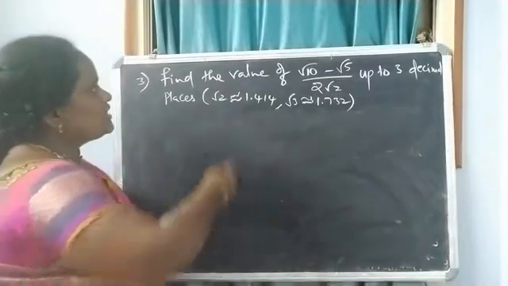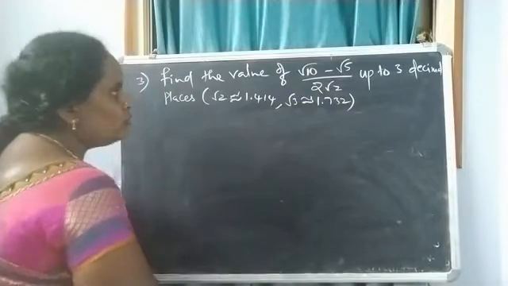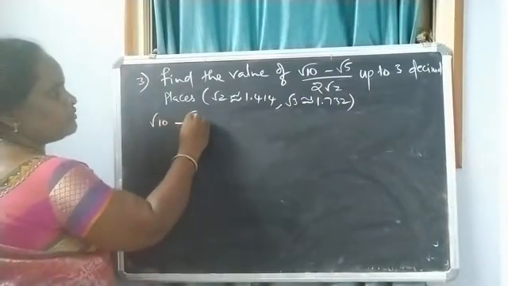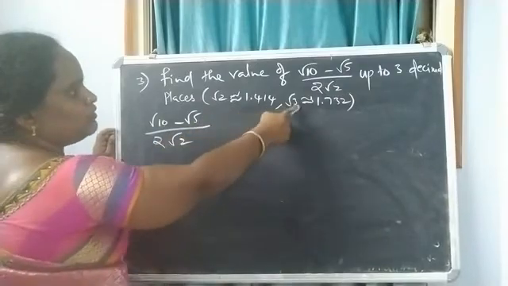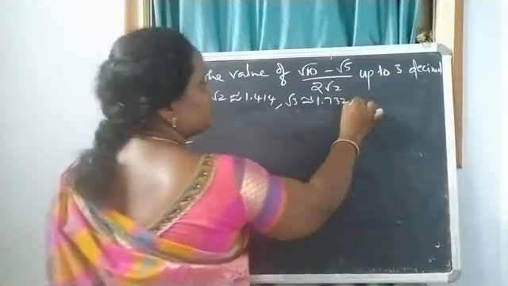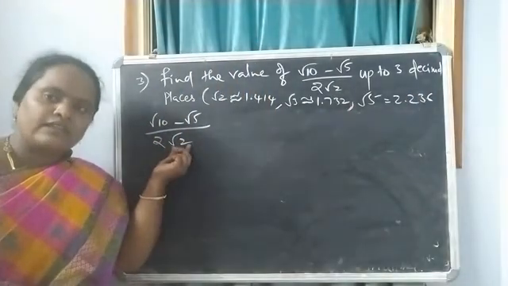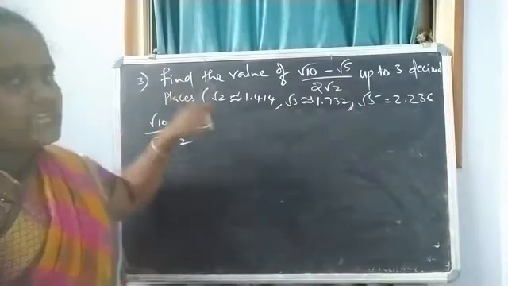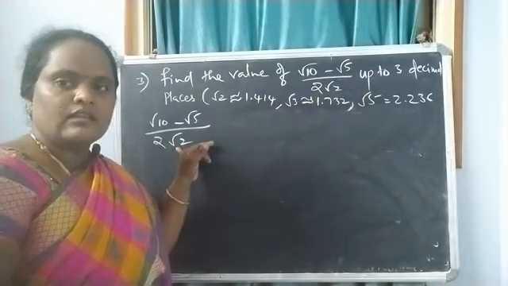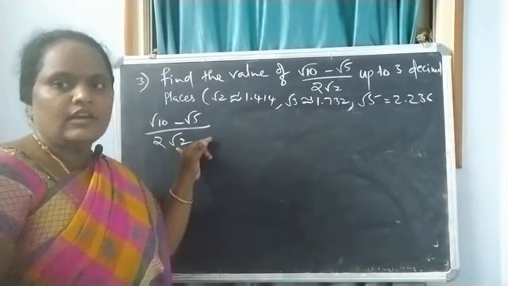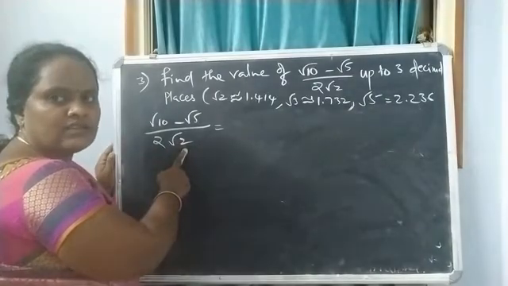Let us see the next question. Find the value of root 10 minus root 5 divided by 2 root 2. Here the values of root 2, root 3 and root 5 are given. But remember, root 2 is there in the denominator. Division with an irrational number is difficult. So we rationalize the denominator. So this is also indirectly a question on rationalizing the denominator only. So in the denominator 2 root 2 is there. What is the rationalizing factor of this?